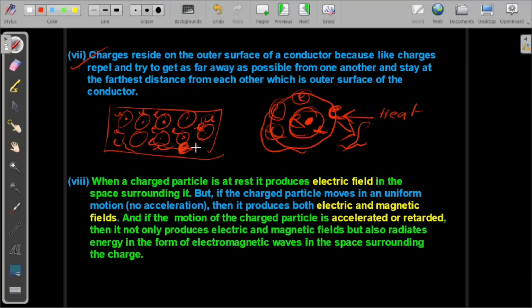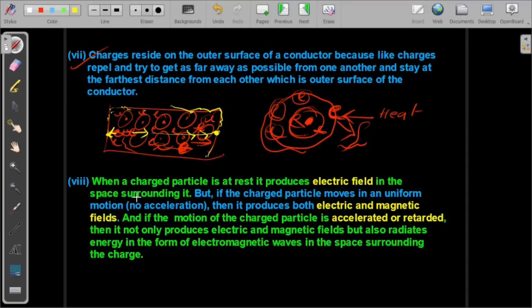As a result, what will happen? They will try to stay as far away as possible from each other. Suppose this is one electron and this is another electron. They will repel each other. Then this one will try to go to this side, and this one will try to go to this side, the farthest way. And once an electron reaches the surface of the conductor, it will stop there. It will be moving on the surface like this. In this way, many electrons will be residing on the surface of a conductor.